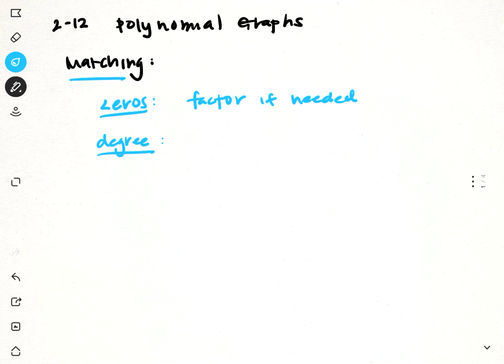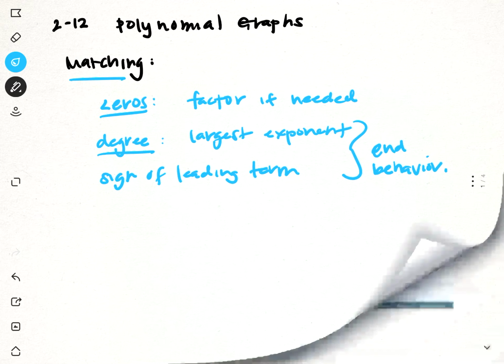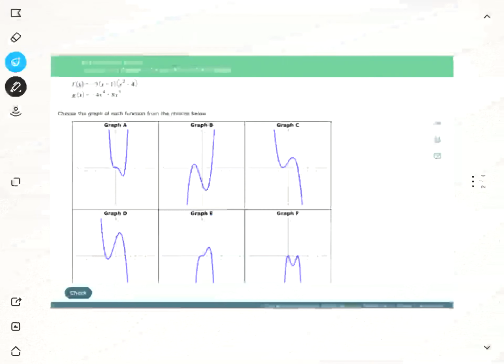Remember from the last time, the degree means the largest exponent. And then the sign of the leading term. These two things will help us to determine the end behavior. So using the end behavior and the zeros, we're going to find which one matches closest, and then we're going to select that one. So let's look at our first example here.